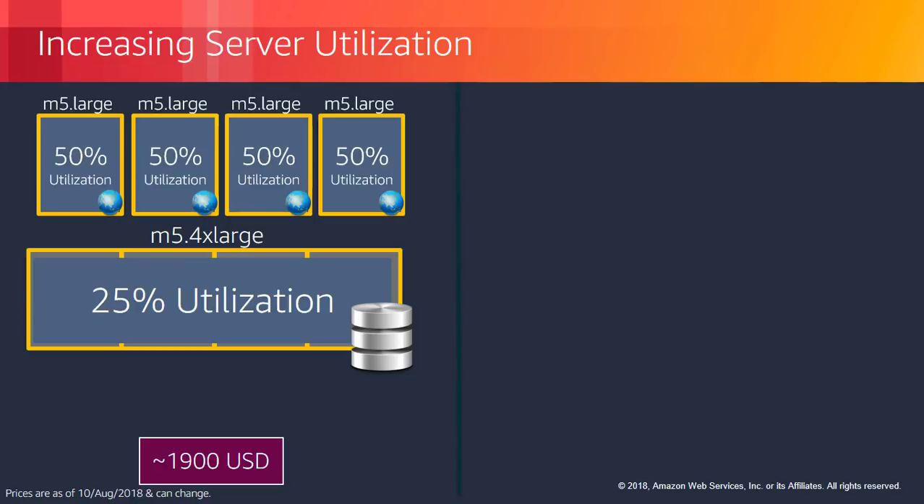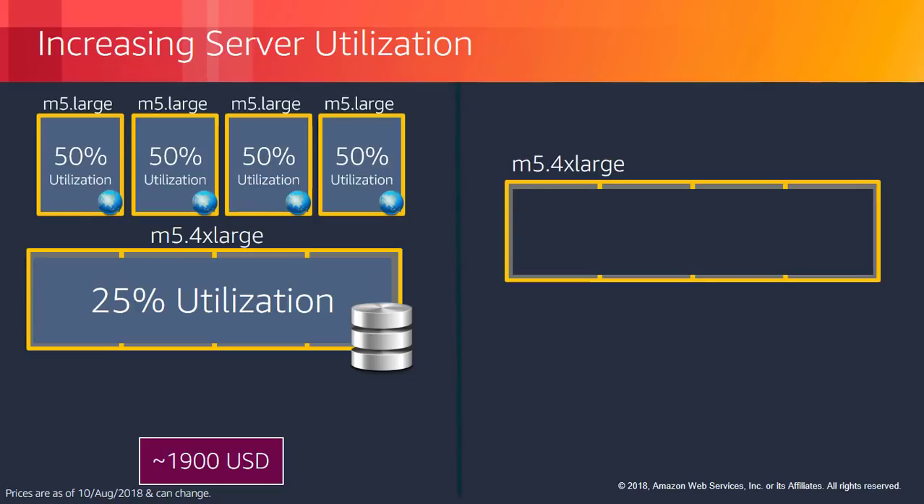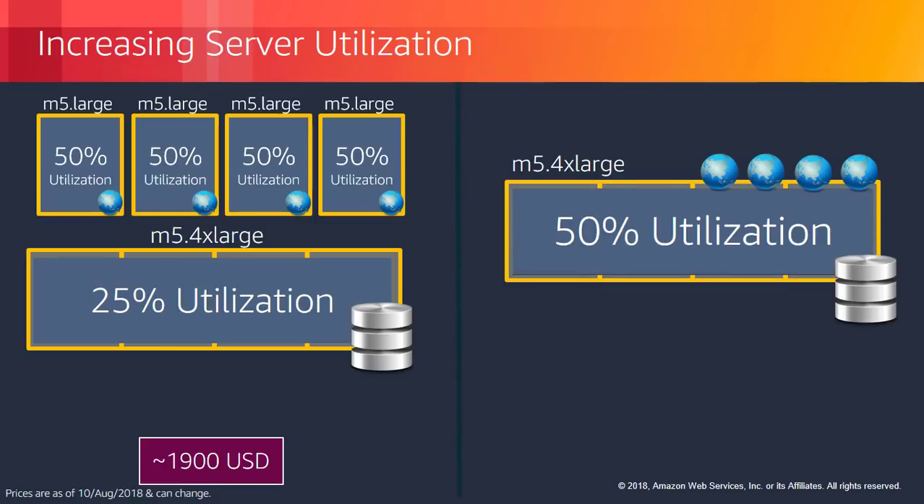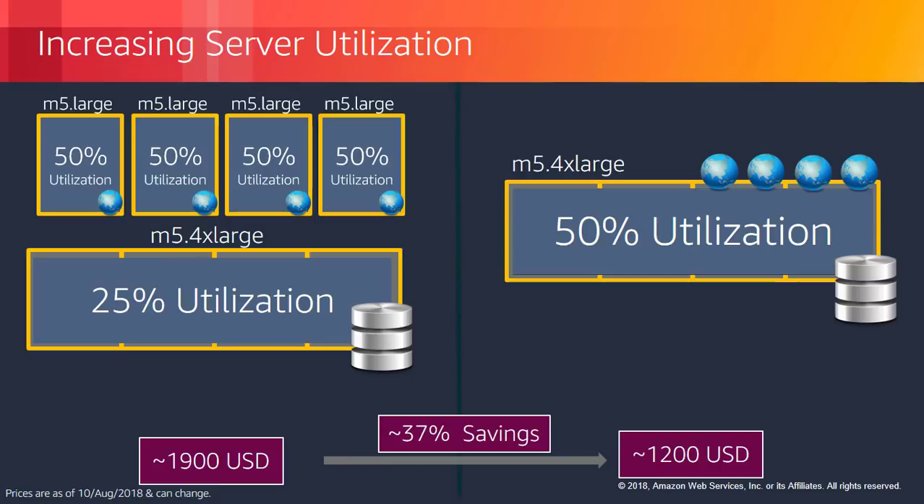One way to increase the server utilization is to run this application in one M5 4x large instance. You run your web application and database in a single instance and increase the server utilization to about 50%. You immediately save about 37% by doing this kind of design.